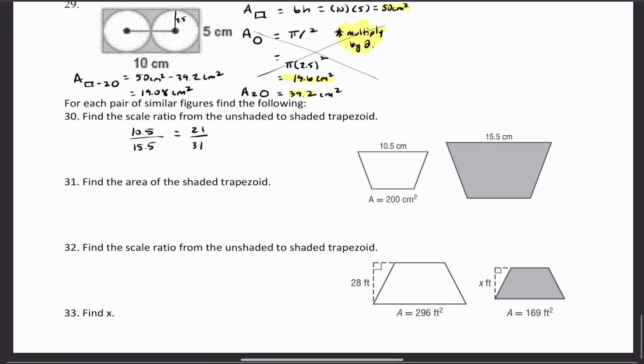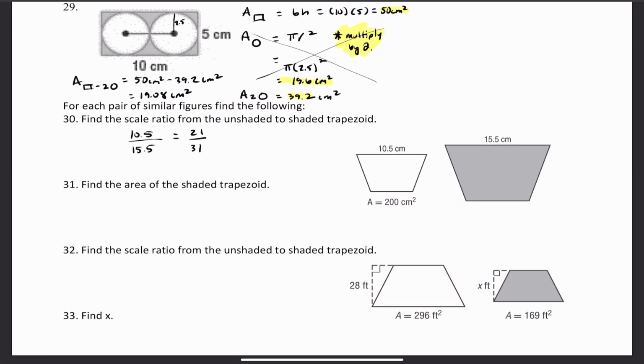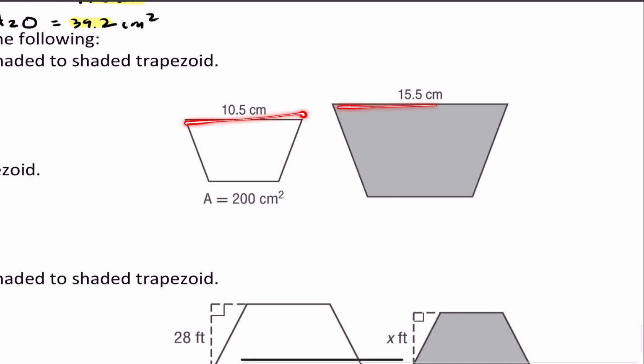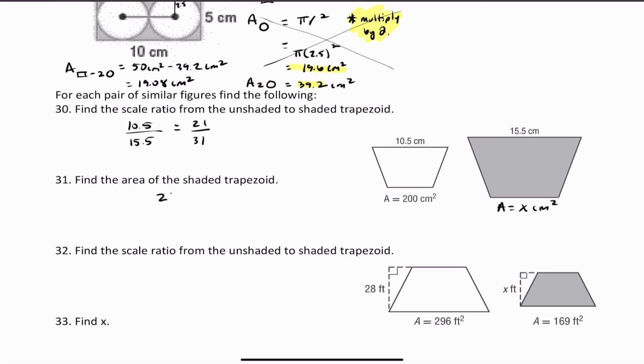And now we're going to go ahead and find the area of the shaded trapezoid. So we have a segment here, we have a segment there. The area of the smaller trapezoid is 200 centimeters squared, but the area of the shaded region is actually our unknown. So we're going to call that x. So I'm going to do 21 divided by 31. This is my scale ratio, and I have to set that equal to my ratio of the two areas, which is 200 divided by x.